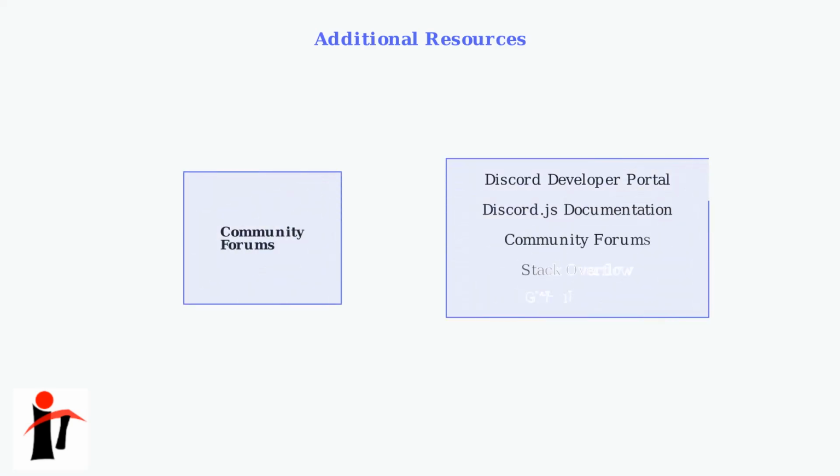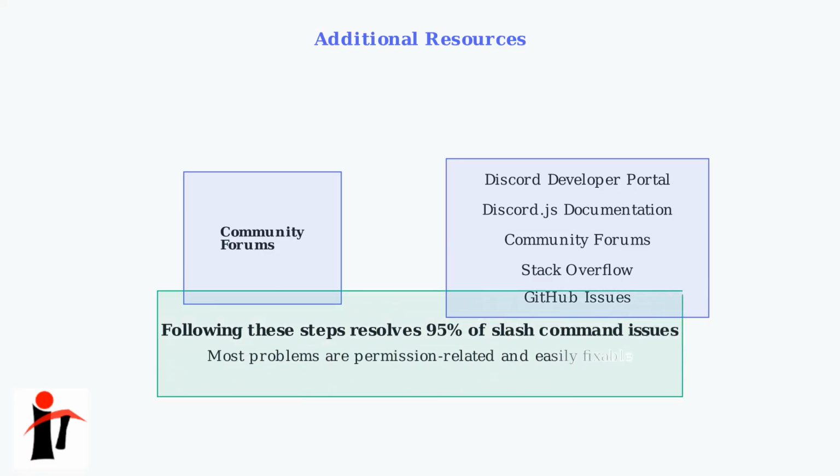If you're still experiencing issues after following these steps, check community resources like Discord developer forums. Many common problems have been discussed and solved by other developers facing similar challenges. By following this systematic approach, you can resolve most Discord slash command issues efficiently. Remember to check OAuth 2 scopes first, verify permissions, test command registration, and use the developer portal for final verification.